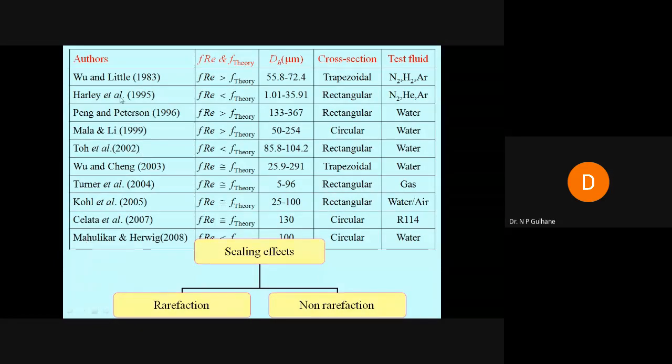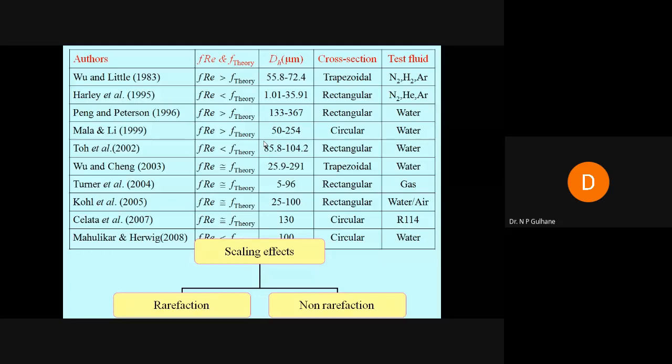Many authors from 1983 have been into research, and they tried to analyze how the friction factor, that is f into Re, Poiseuille's number, varies with respect to conventional theory. This is the classical theory about friction factor. Some authors found that it is higher, some lower, some equal, using different types of cross section, different hydraulic diameters. This is in micrometer since it's a microchannel, and they have used different types of test fluid. At the end, they found that this deviation happens because of the scaling effect.